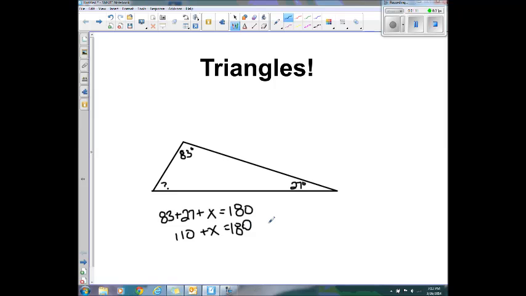Okay. So if we add up the 27 and the 83, we have 110. We know 110 plus our mystery angle is going to be 180. So then we find out that x is going to be 70 degrees. The angle that we are trying to find right here is 70 degrees. If you're given two of the three angles, you should be able to find the third one.